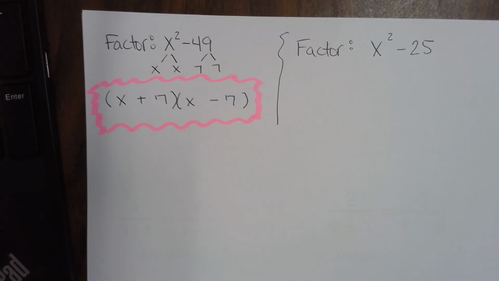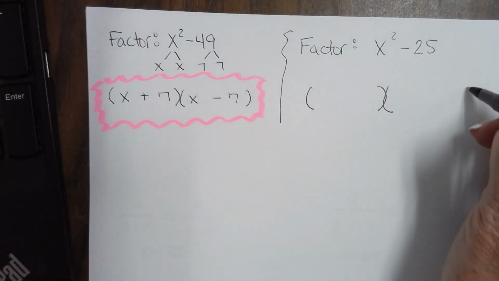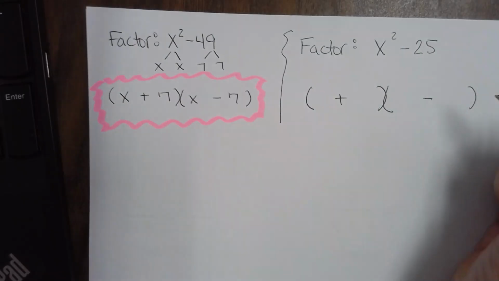My sign's up there. Look at yours. There you go. Look at my sign and look at yours. All right. Okay, so you guys got it. We've got two parentheses. One of them's going to have a plus in it. One's going to have a minus.